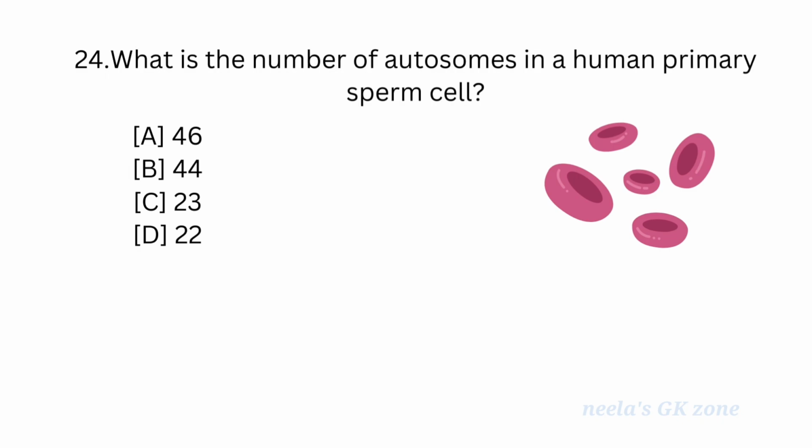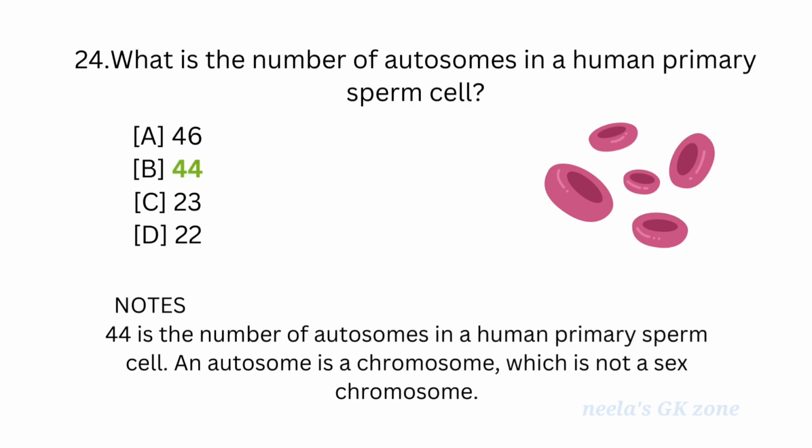What is the number of autosomes in a human primary sperm cell? And the answer is 44. 44 is the number of autosomes in a human primary sperm cell. An autosome is a chromosome which is not a sex chromosome.